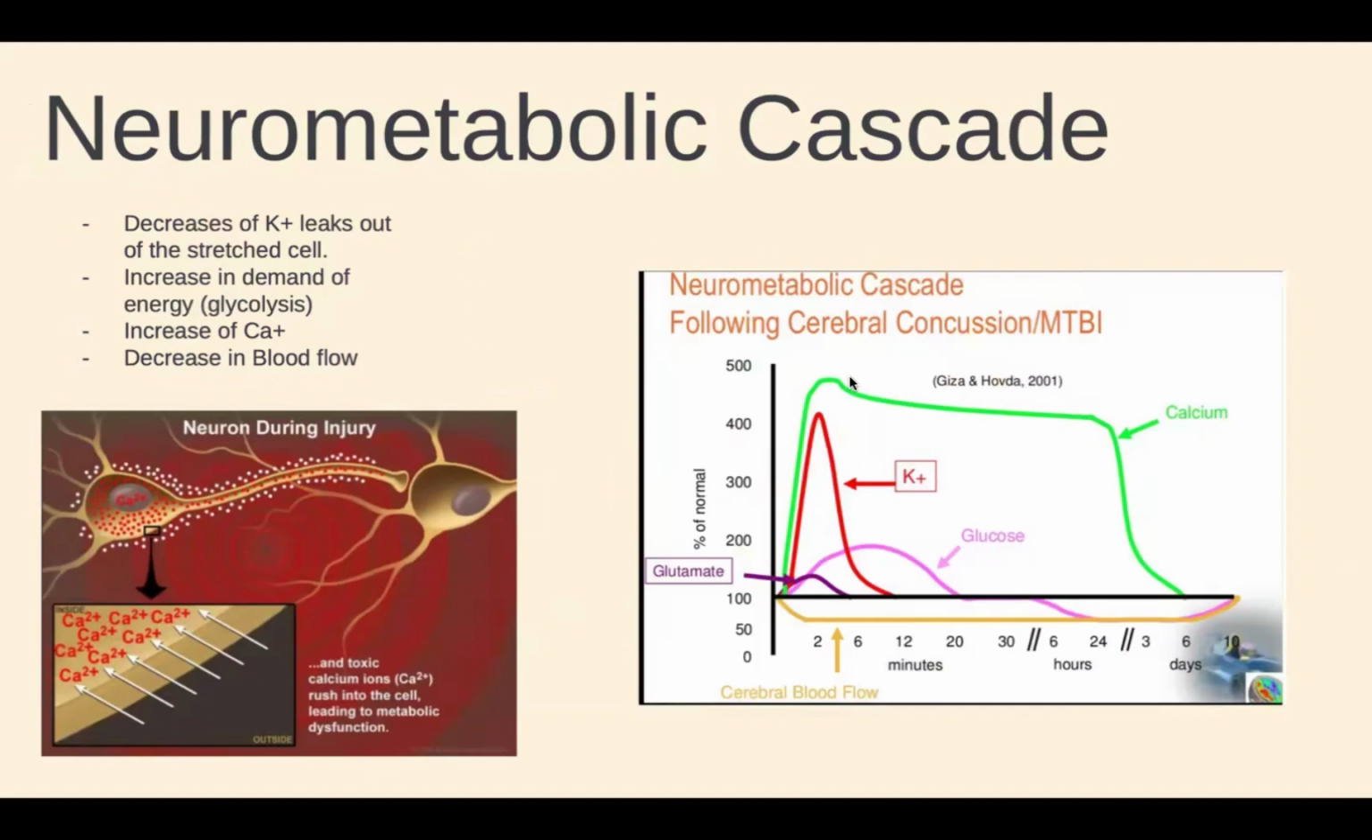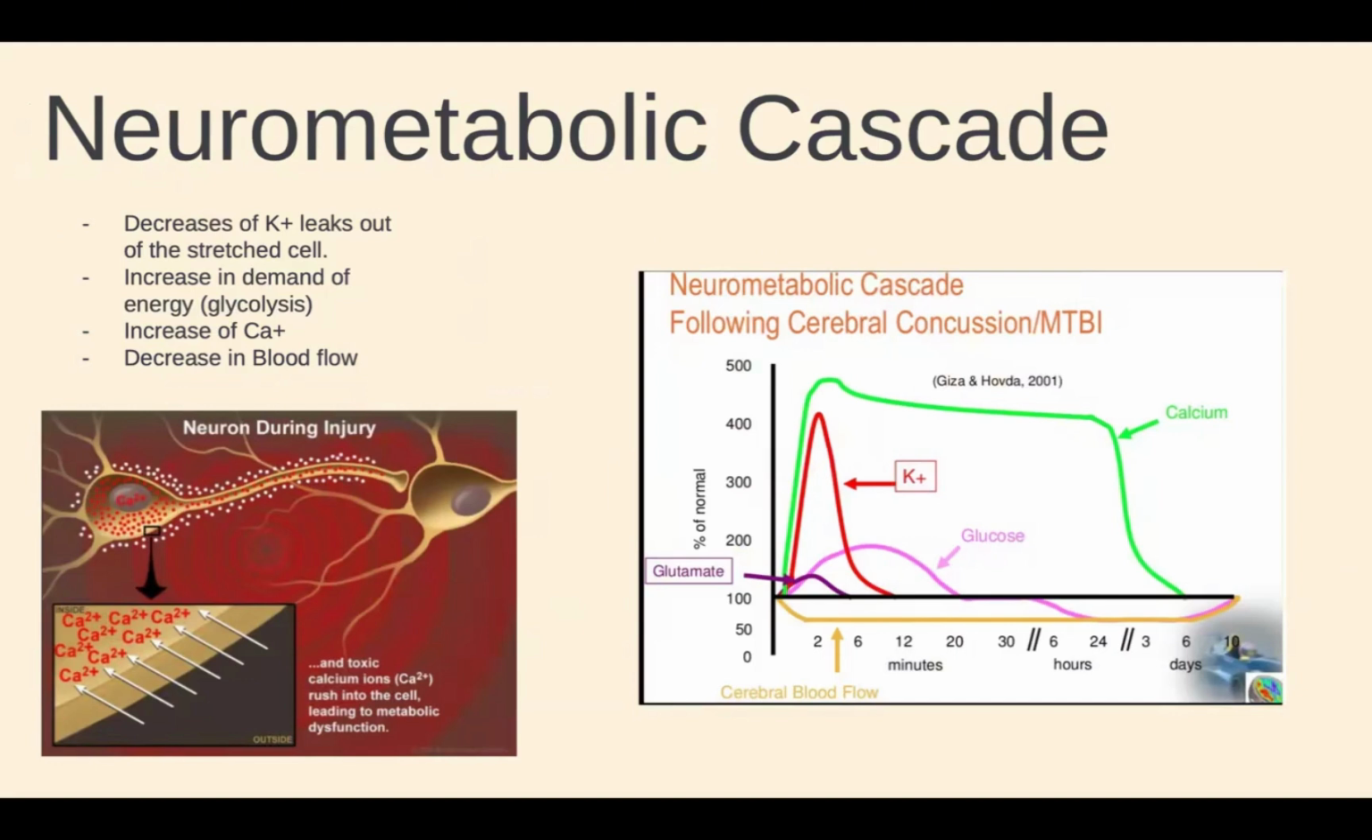Now we'll look at the neurometabolic cascade and how this plays a role within the whole function of a neuron. So with the stretched out and injured neuron, potassium leaks out of the stretched cell, which then increases calcium into the cell. This also increases the demand of energy, glycolysis, and we have a decrease in cerebral blood flow.